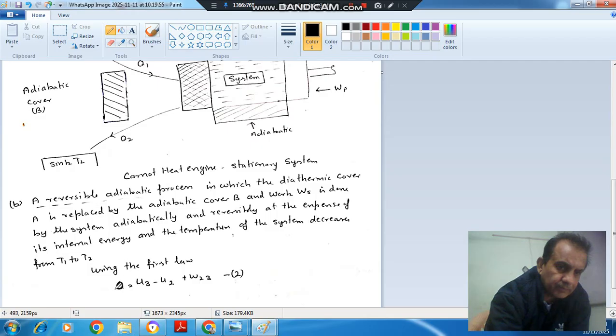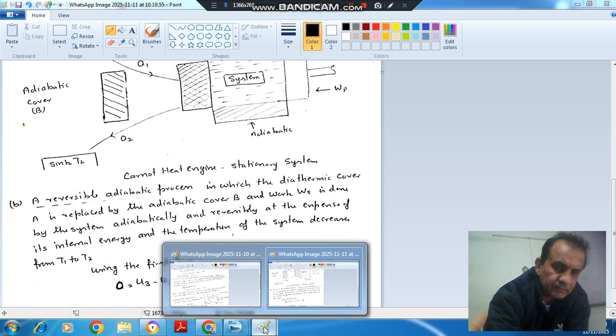So here heat supplied is 0, and the first law gives 0 equals U3 minus U2 plus W23. So some work will be obtained.